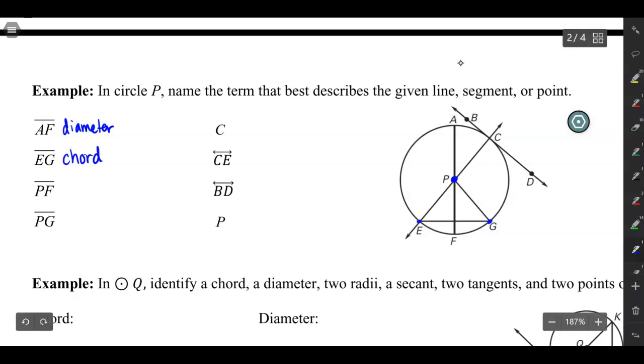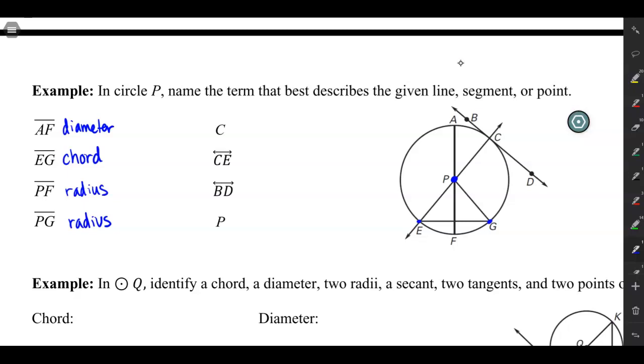PF, so P is the center and F is a point on the outside of the circle. So PF is going to be a radius. And PG is also a radius because the endpoints of that segment are the center of a circle and a point on the circle. So note that there can be multiple radii, that's the plural of radius, inside of a circle. There also can be multiple chords and diameters.